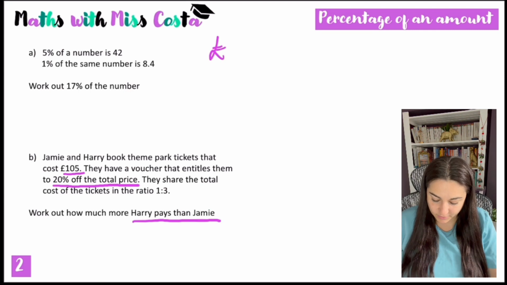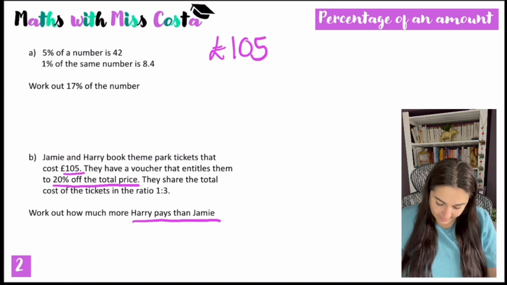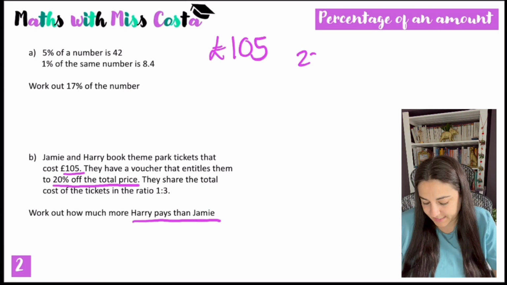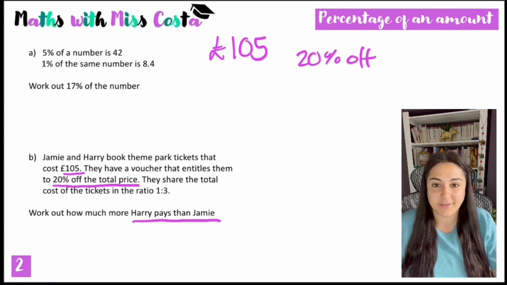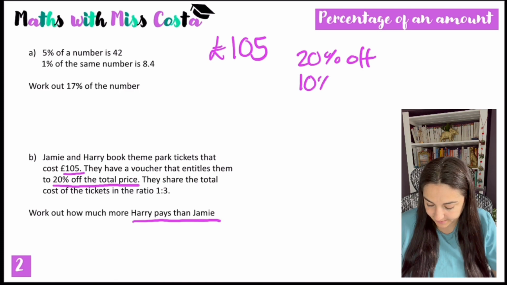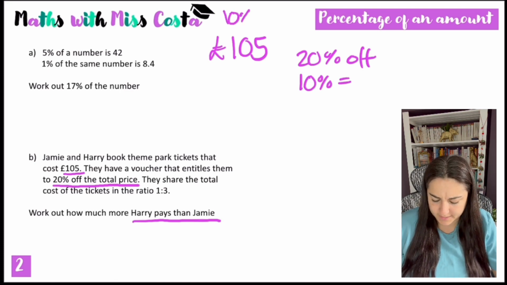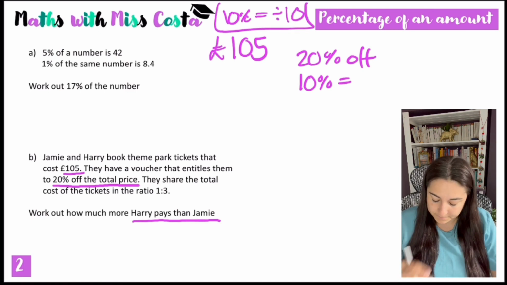Okay, so the tickets cost £105, and they have a voucher that entitles them to 20% off. Because this is a non-calculator paper, the easiest way to calculate 20% is with 10%. How do you work out 10%? Hopefully you know that to work out 10%, you just divide by 10. If not, then write this down.